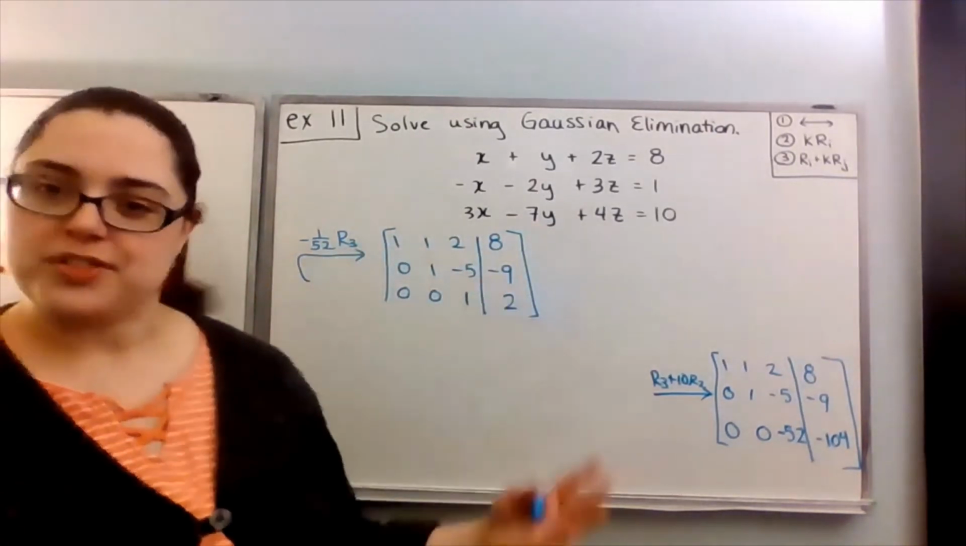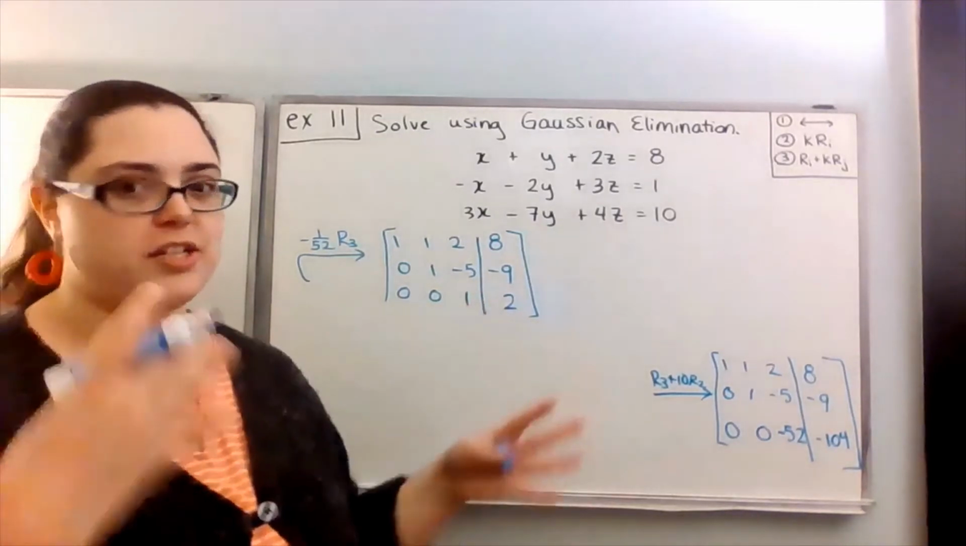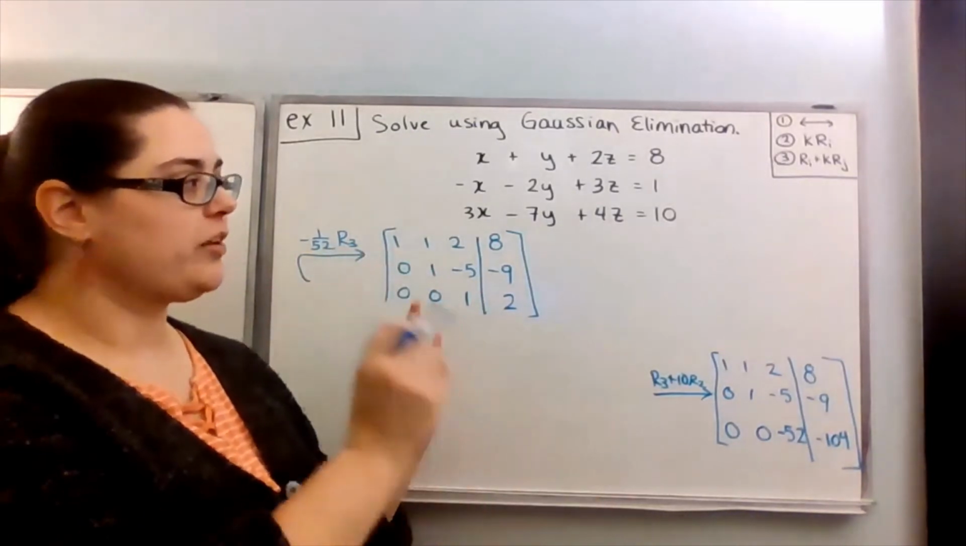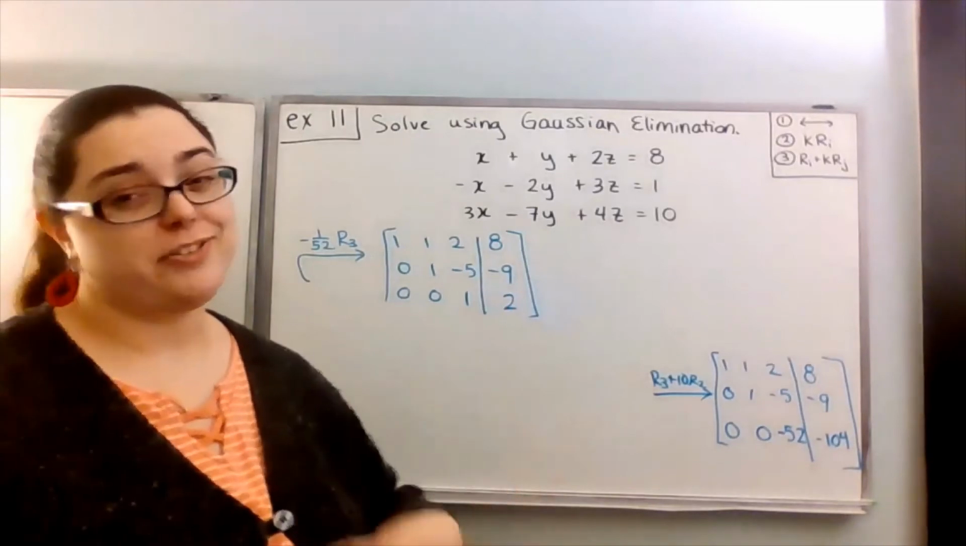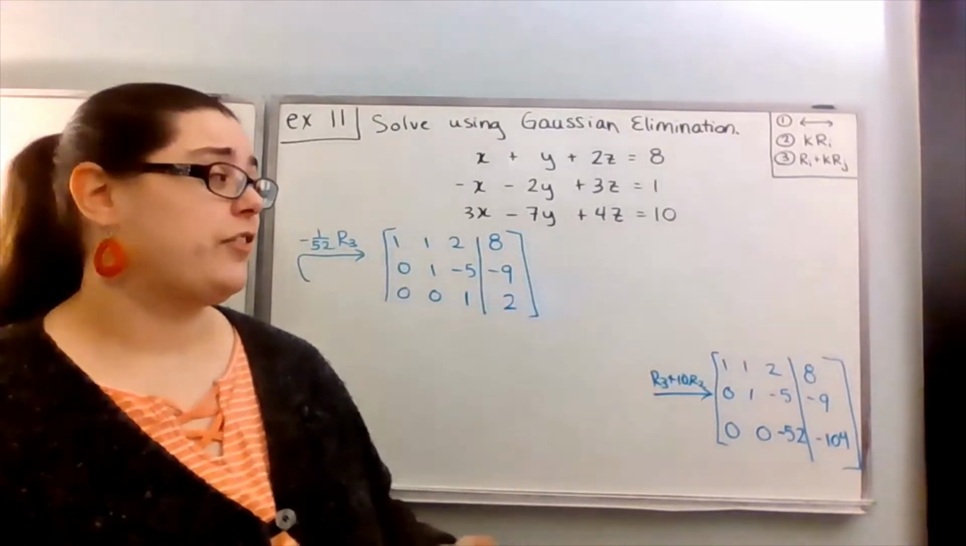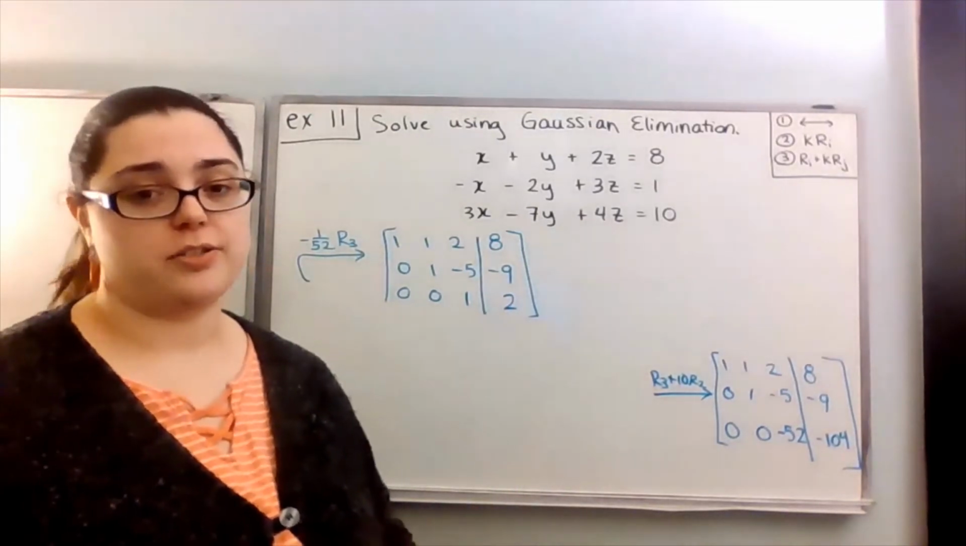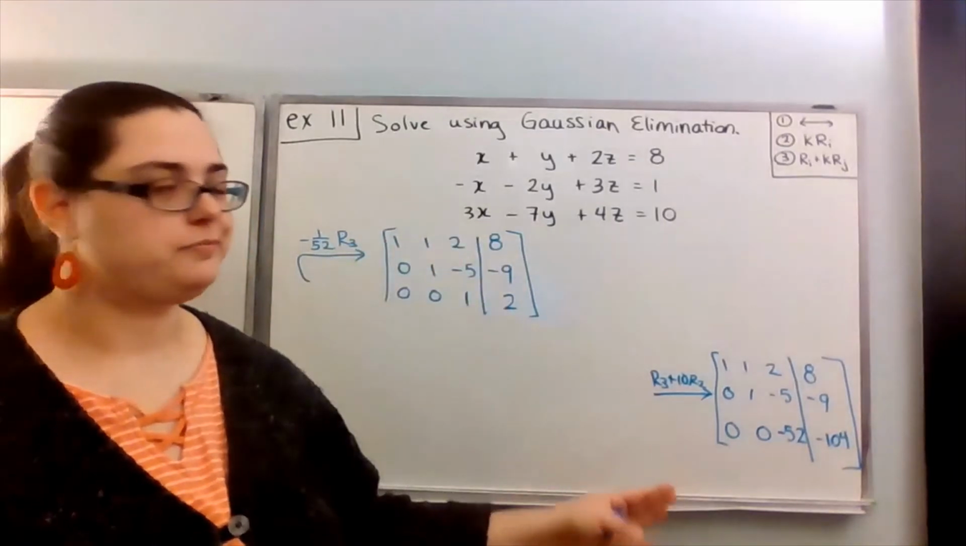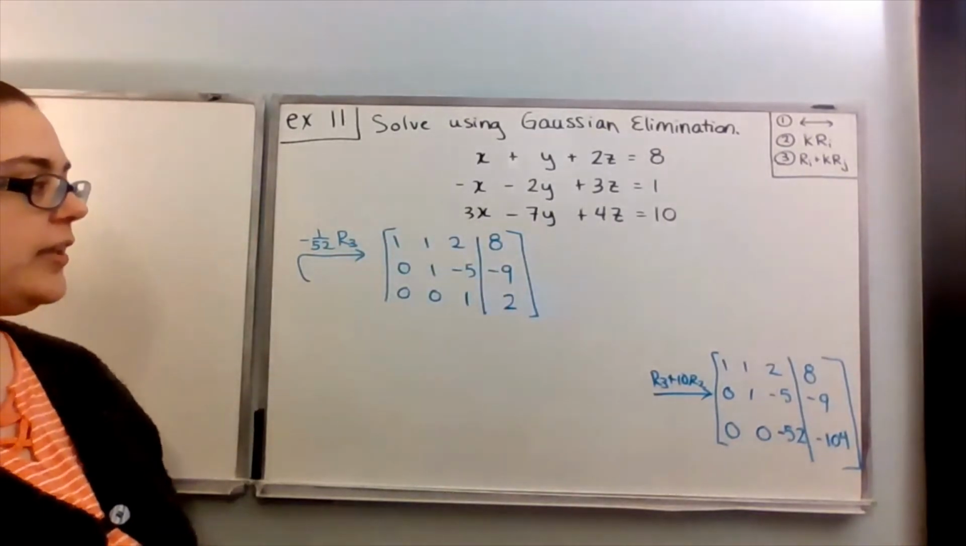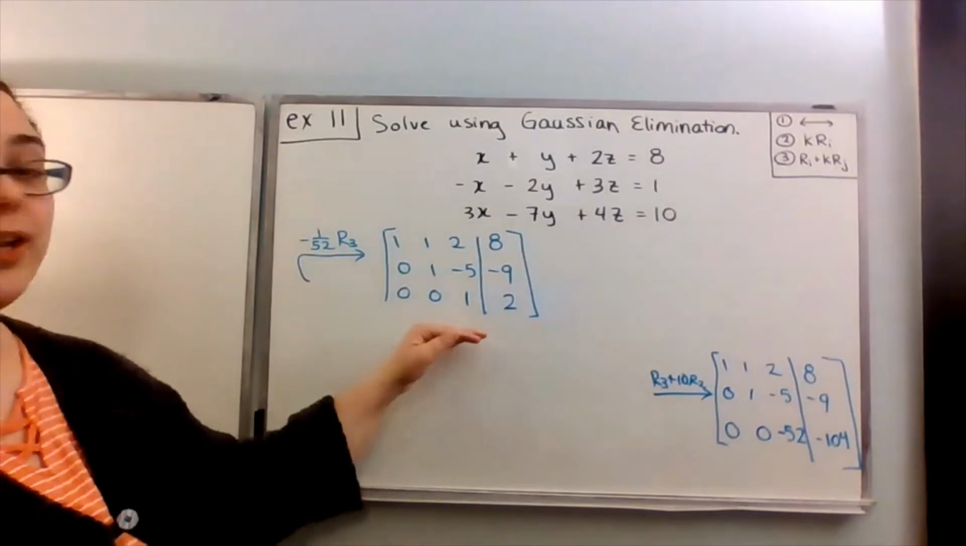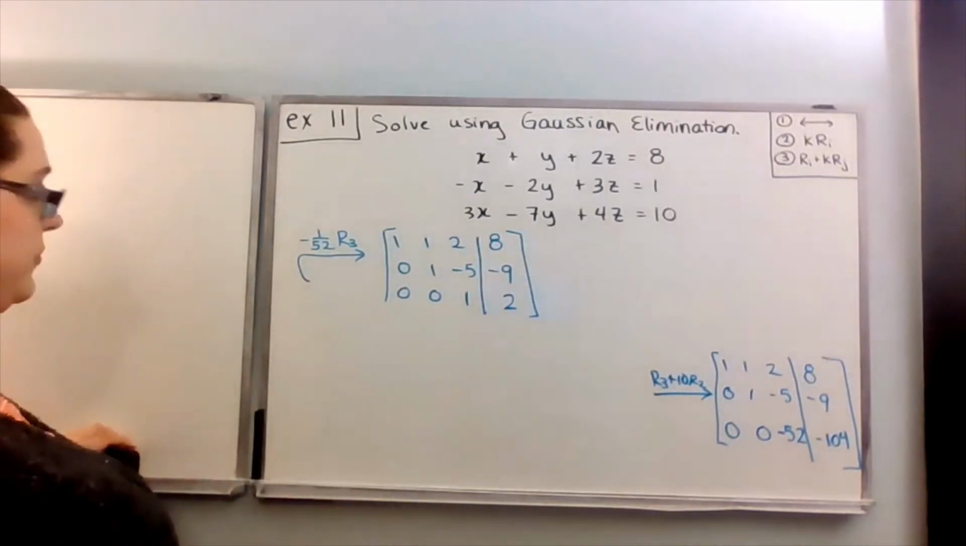Now, I like to use integer values in a presentation because it just makes it easier and we can focus on the process. That doesn't mean you're always going to get integer values. Very often you'll get fraction or decimal answers when you're doing your row reduction. Now that we've reached this stage, we are ready to solve our system.